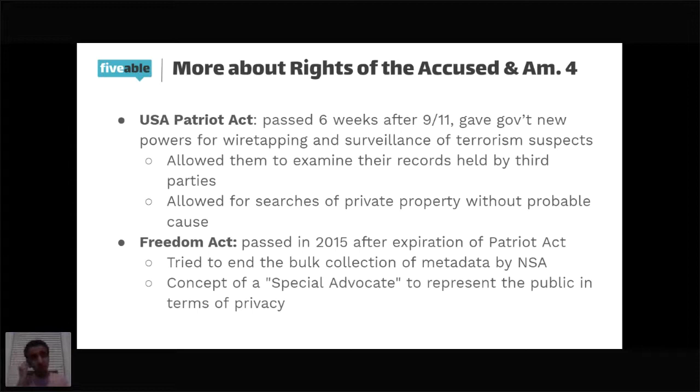Additionally, there was a concept of a special advocate that was put in place with this act, and that was basically to represent the public in terms of privacy. So privacy has been a big issue recently, especially with all of these hacks with all of these companies, and technological security, cybersecurity. However, the concept of a special advocate is kind of supposed to assist us. We will talk about in future streams that the right of privacy is not stated directly in the Constitution, but it's something called an implied power.